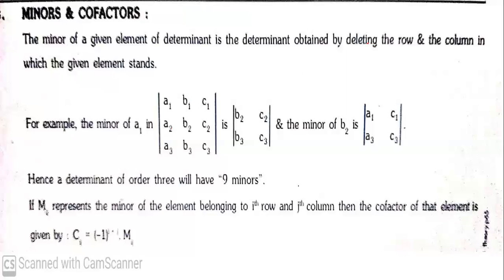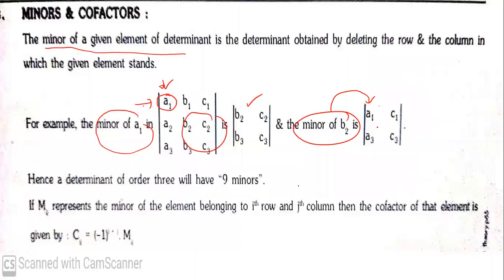This one we also discussed, minors. Once again I'm repeating, dear students. What is the minor of the given element? It means deleting the row and the column in which the given element stands. Minor of A1 means what here? Remove the first row. Find the position of A1. That means remove the first row and first column. The remaining is the determinant of the 2 by 2 submatrix. Similarly, minor of B2 is A1, C1, A3, C3.